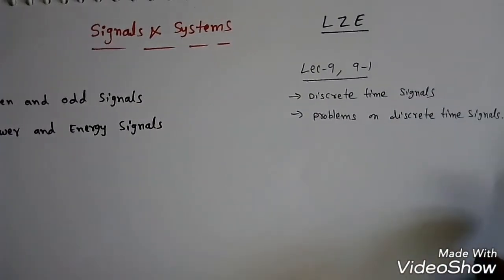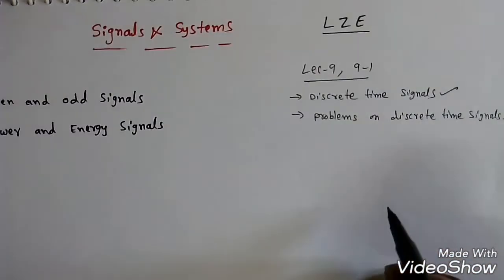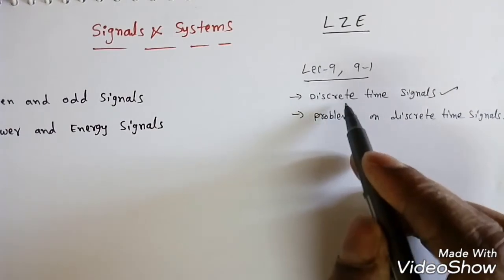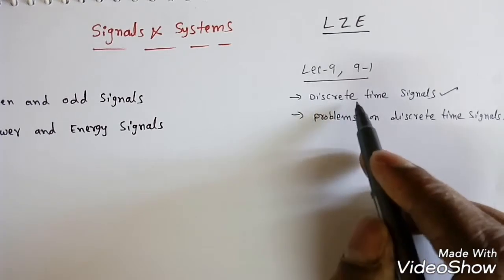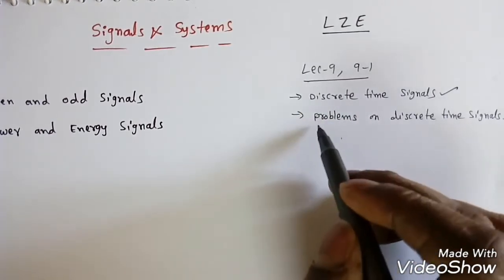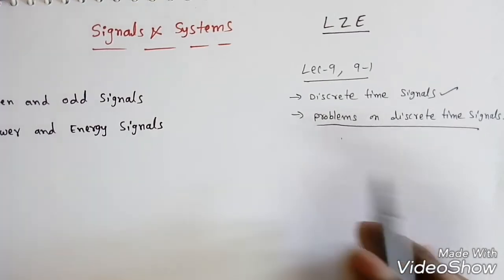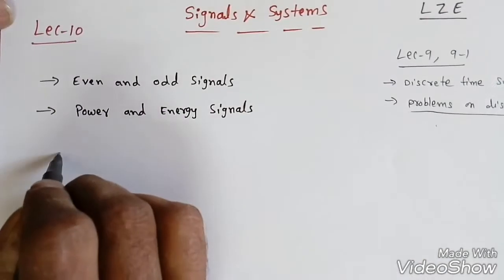In lecture 9 and 9.1 we have discussed some discrete time signals like unit step sequence, unit ramp, and exponential sequences, and some properties of impulse functions in continuous as well as discrete time. Then in 9.1 I solved some problems on discrete time signals. Now we'll see what the even and odd signals are.